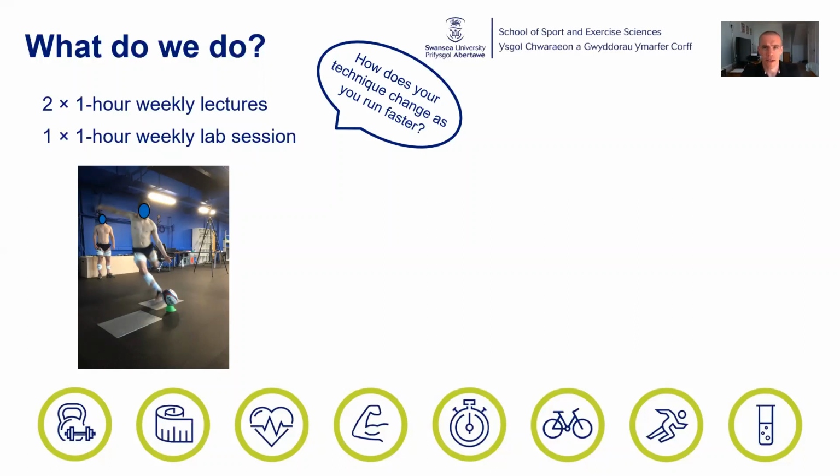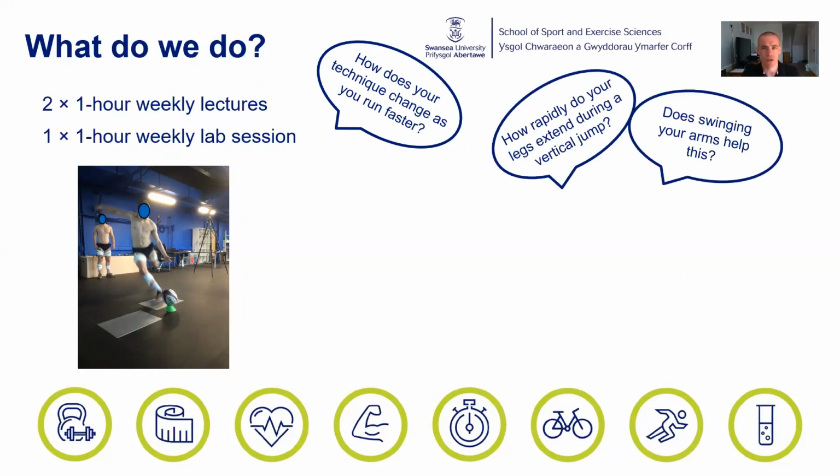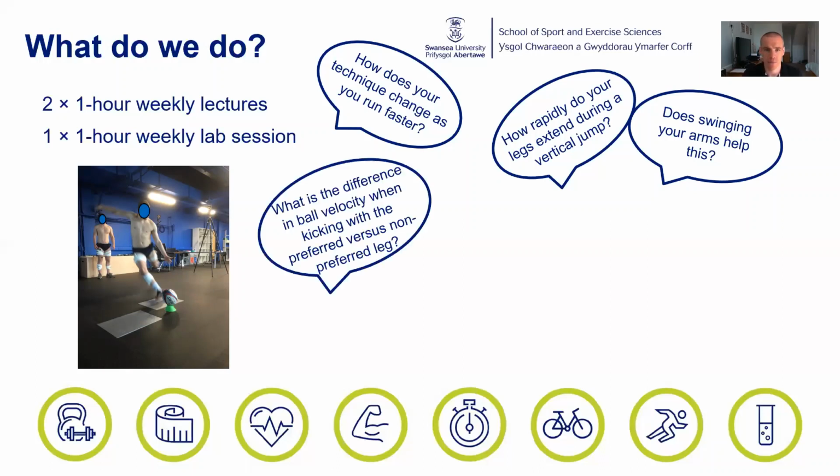One of the first things we look at in our first lab is what happens as you try and run faster? How does your technique change? And then we'll move on to looking at how rapidly your legs extend during a vertical jump. And again, we'll try and challenge students more. So if you're getting on with this really well, we'll look at extensions to this. How could swinging your arms help this, and why potentially? Again, trying to encompass a range of different sports.